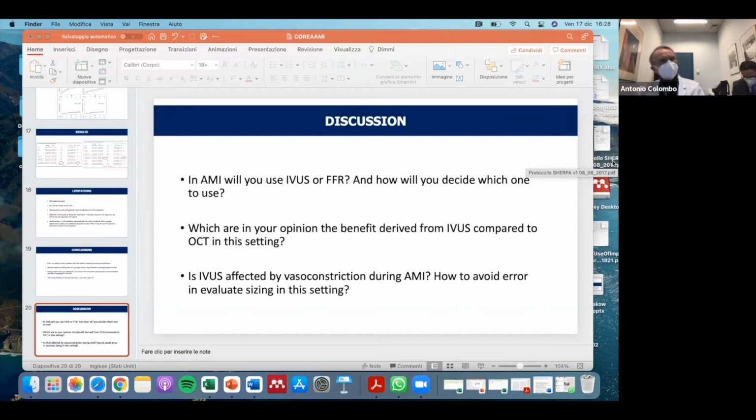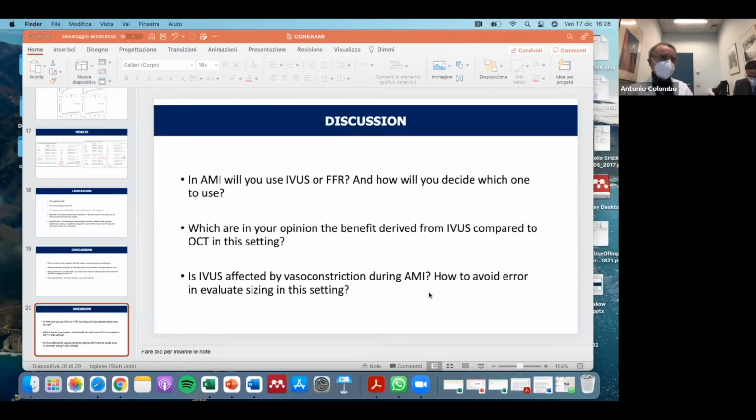There are some registries that can just be dealt with as registries, but trying to convert a registry into a randomized study, which is something that people do frequently now, is a risky business.